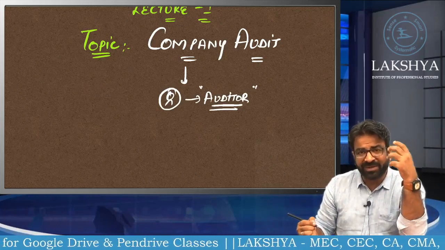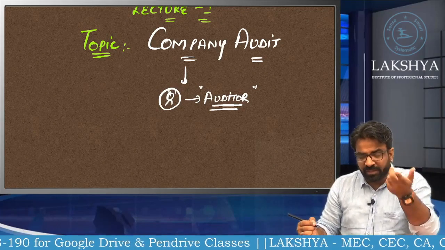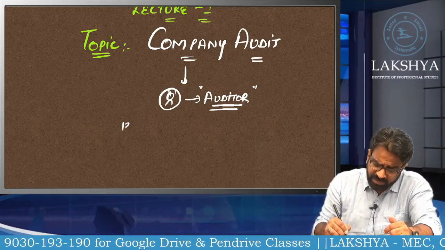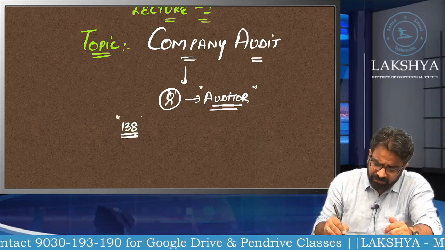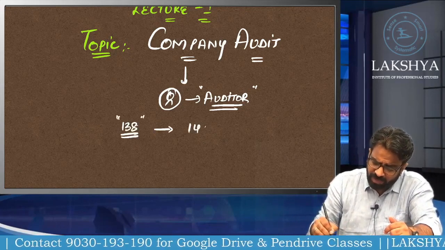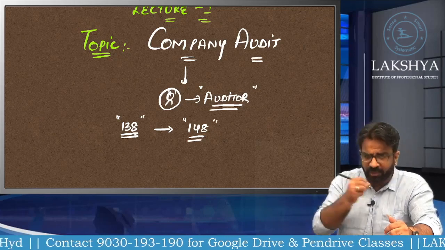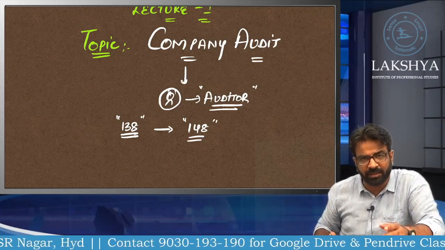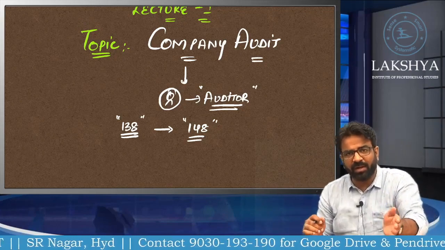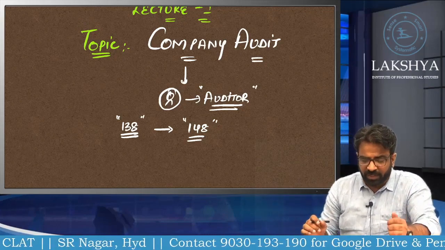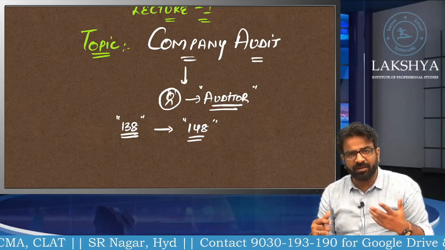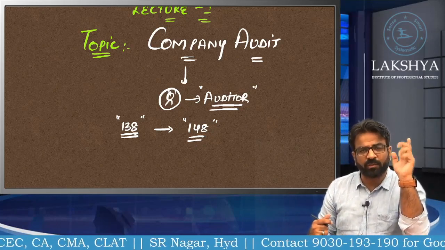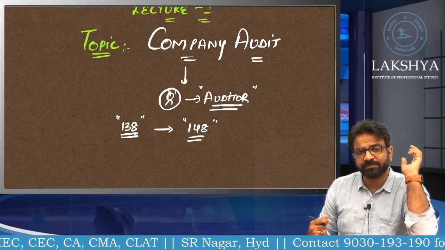Now, what is company audit going to tell you? What are we going to learn? We are going to learn Section 138 to Section 148. Again, repeating: what are the sections we have to cover? Section 138 to Section 148. Right or not? These sections only talk about one person. Who is that person? The auditor.